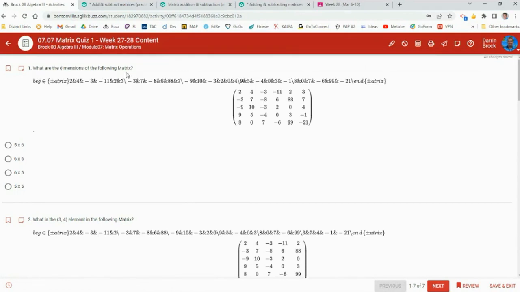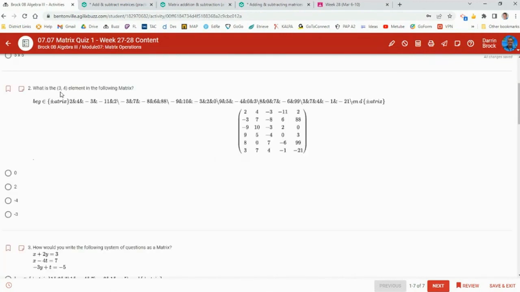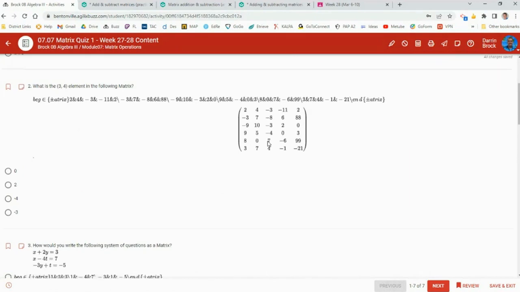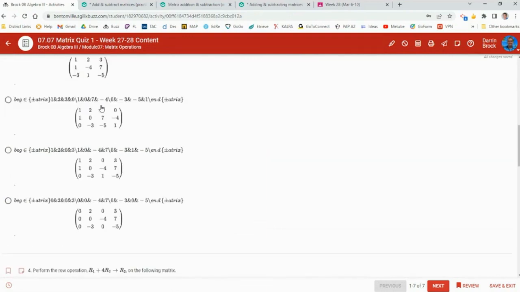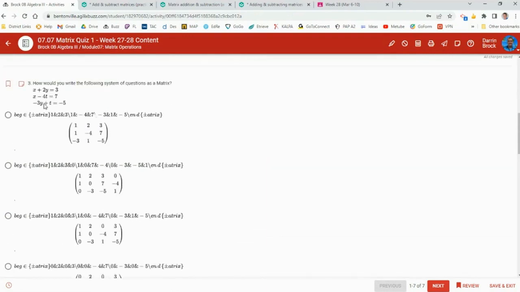What is the dimension of the following matrix? And then here's the matrix. That's what you need. This is just the way Buzz has to have it typed in so it'll show it like this. So look at that. What's the dimensions? What is the 3,4 element here? How would you write the following system of equations as a matrix? Here's your system. Which one of these 4 matrices matches that system?